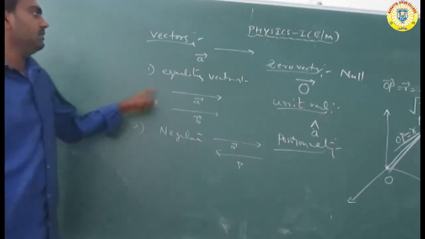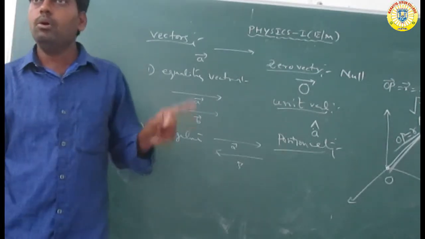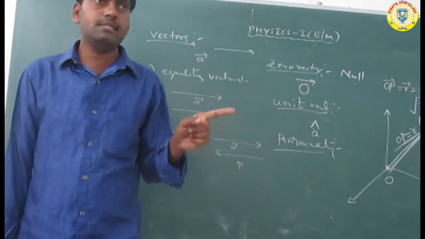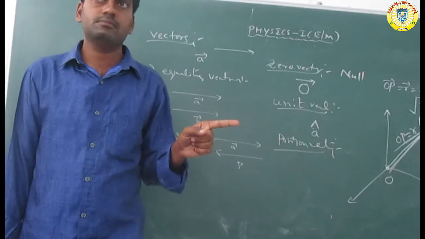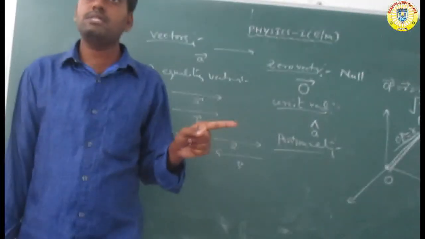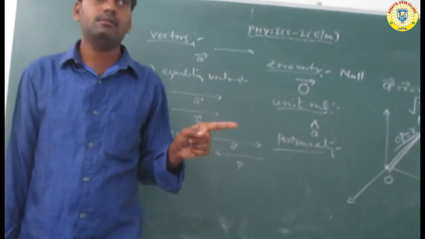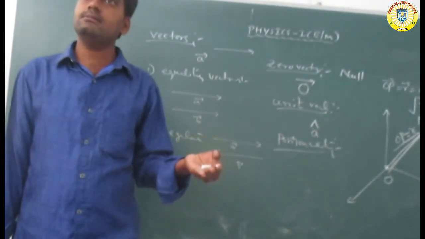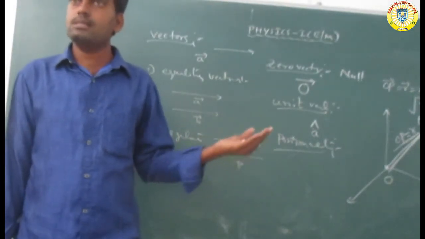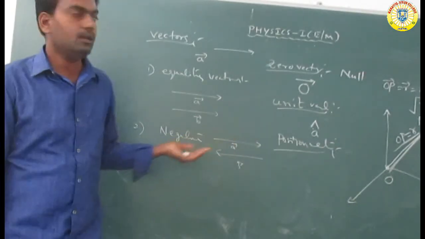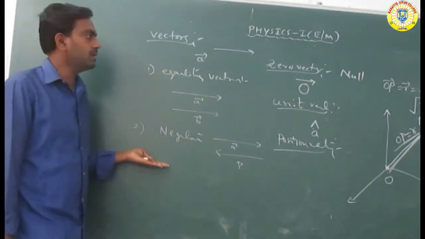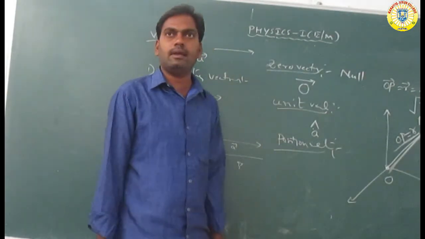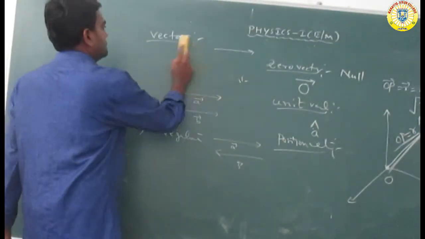So now first of all, what is a vector? Something having both magnitude and direction is called a vector. For example, which quantities are taken? Displacement, velocity, acceleration, and so on are called vectors. So what are the types: equal vectors, negative vectors, zero vectors, unit vectors, position vectors. So these are the total vectors.